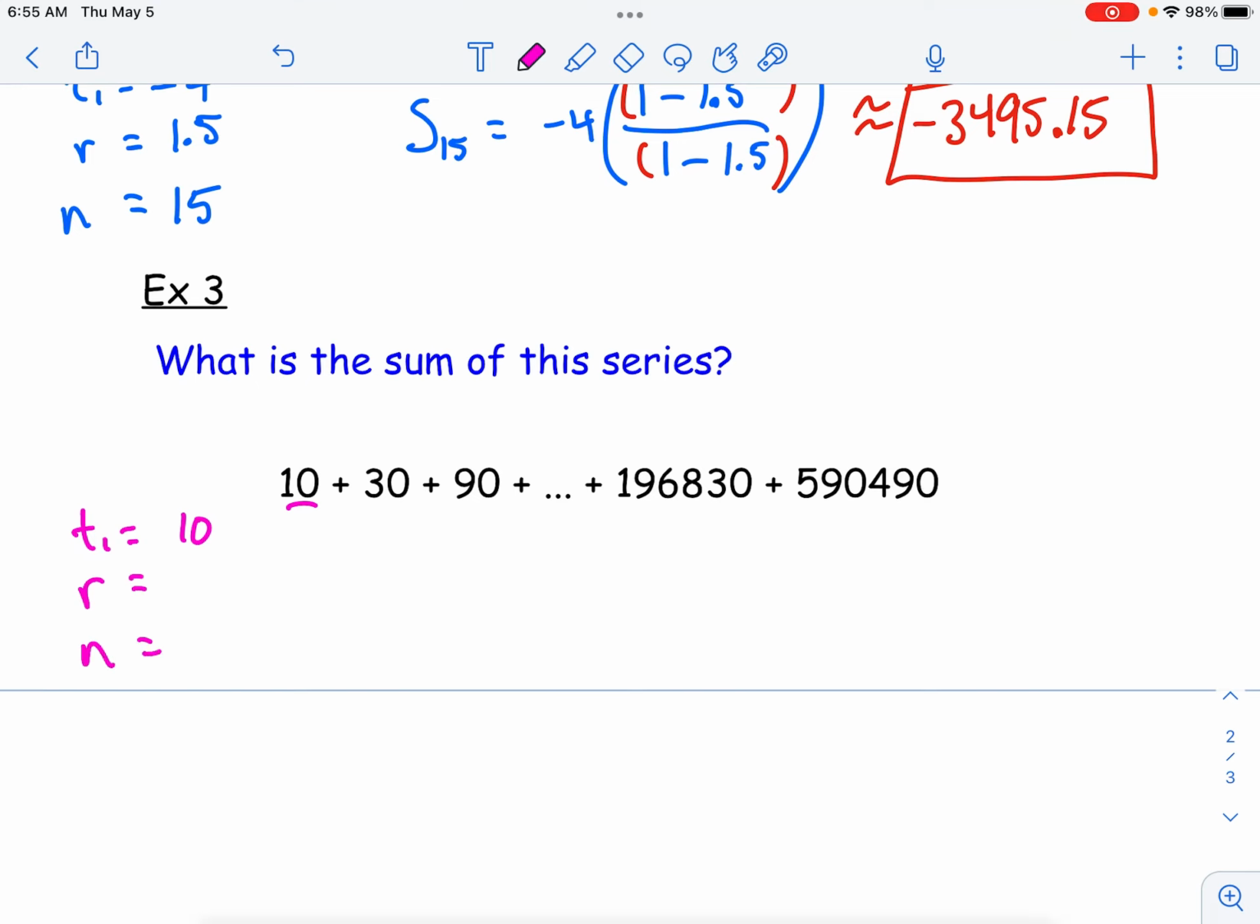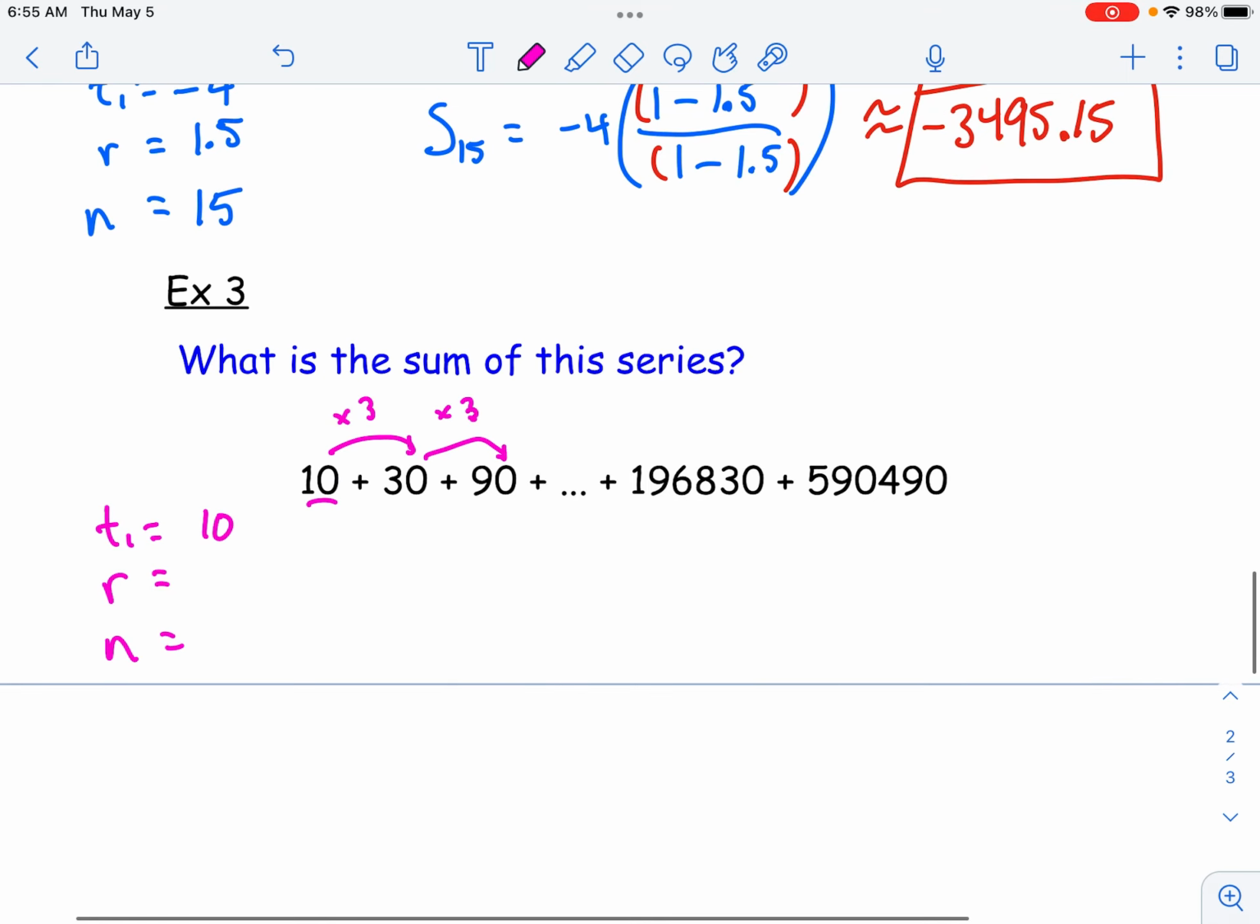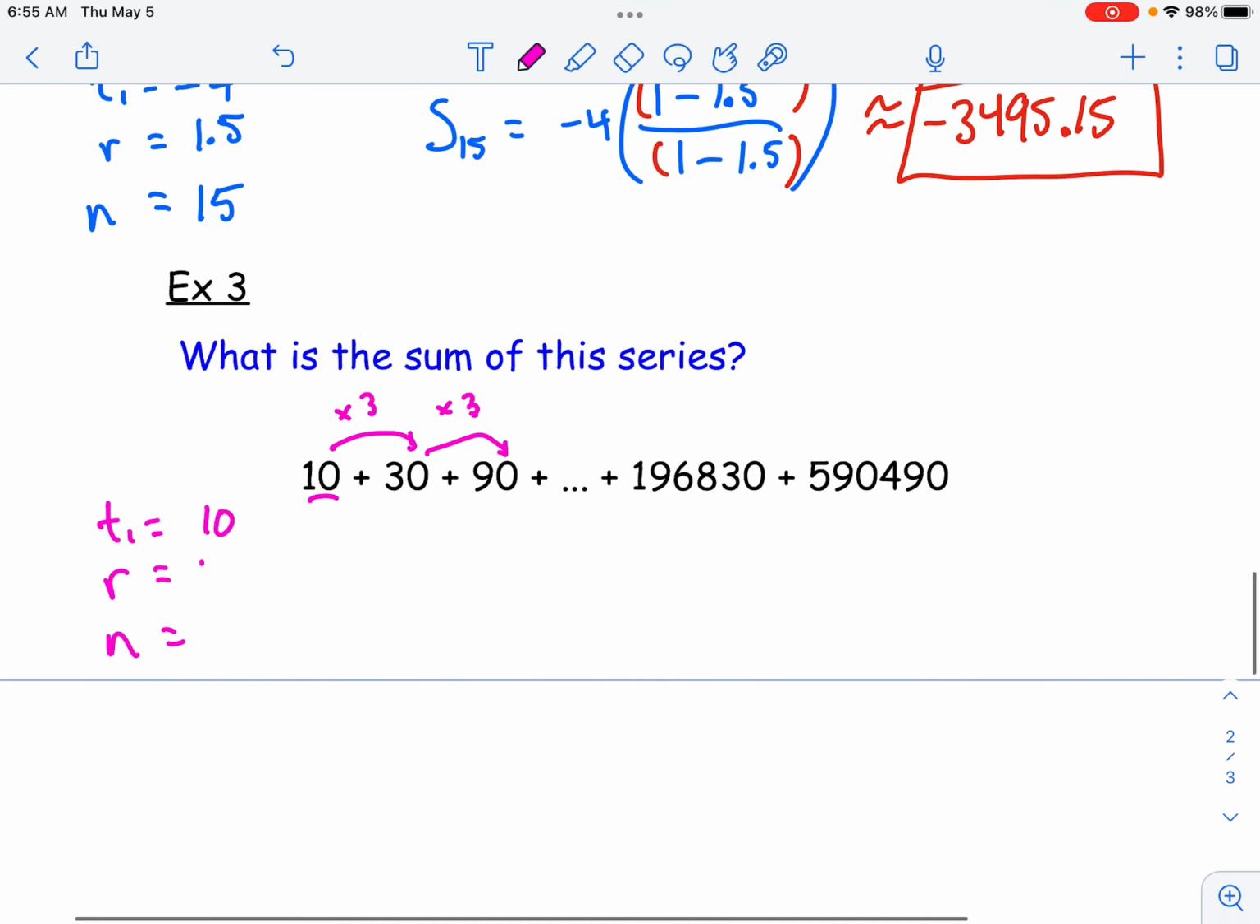So our rate is what's happening from 10 to 30, from 30 to 90, and so on. So that rate is multiplying by 3. That means r is 3. And then n, this is a tougher one. There's the hard way to do it and the easy way to do it. We're going to do it the easy way.